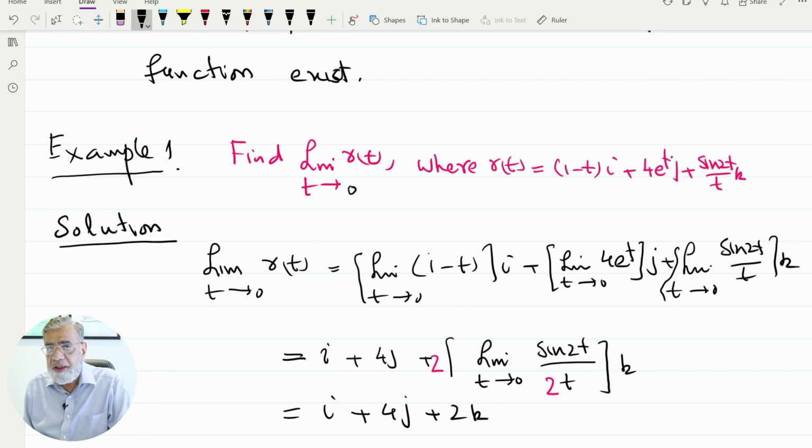So you can see we have a vectorial function, and the limit of this vectorial function is a vector. It's not a scalar, it's a vector. So this was the idea. I take one more example.